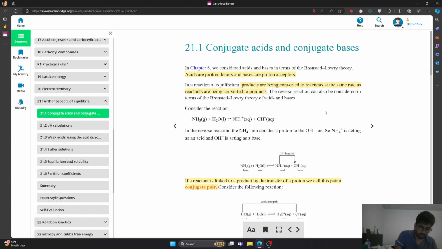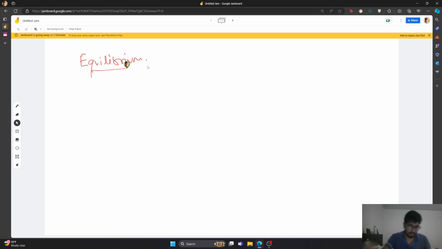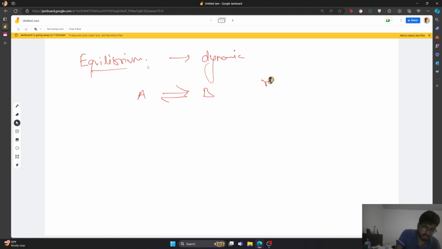So the chapter that we are going to see is equilibrium, right? If you remember a little bit, equilibrium is what we call dynamic. In the sense A goes to B but B also goes to A. A is converting into B constantly and B is constantly converting into A, but the rate at which A goes to B is the same as the rate at which B goes to A, which is why you don't see a change in A or B at equilibrium.